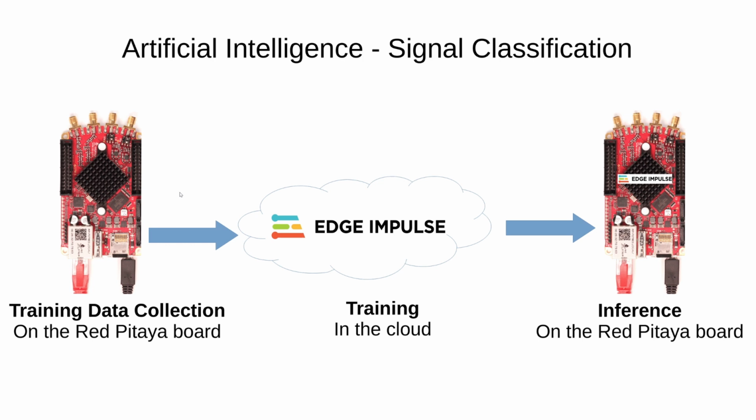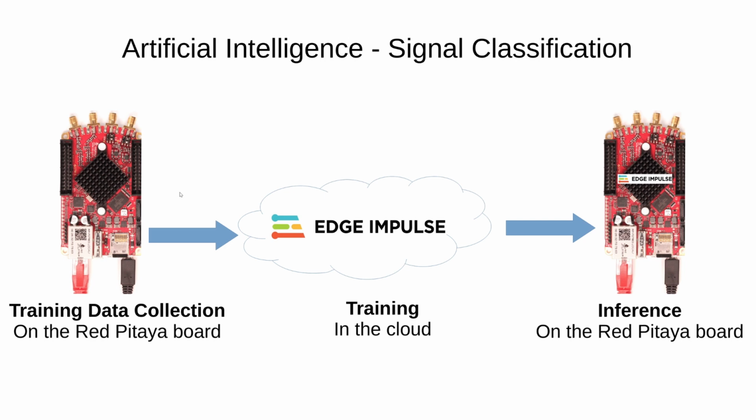The first stage is collecting the training data, which happens on the Red Pitaya board. The second stage is creating and training the model, which happens on the Edge Impulse cloud on the internet. And the third stage is the artificial intelligence signal classification inference, which happens just on the Red Pitaya board using the Edge Impulse model that's been downloaded from the internet.